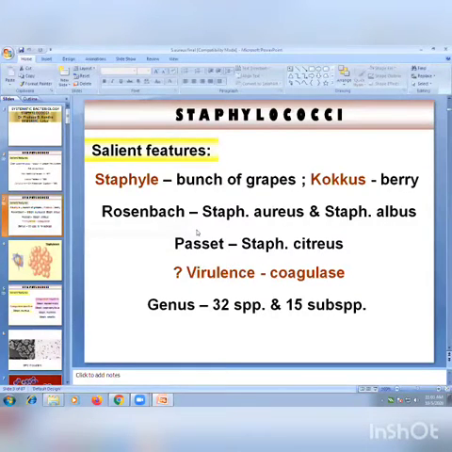In early days, we used this pigment formation characteristic of Staphylococci for differentiation and classification. But nowadays we classify Staphylococci by using the coagulase test: coagulase positive Staphylococci and coagulase negative Staphylococci. This genus has about 32 different species, more than 32, and 15 subspecies. But out of these, only a few are medically important, and the remaining are not medically too important.